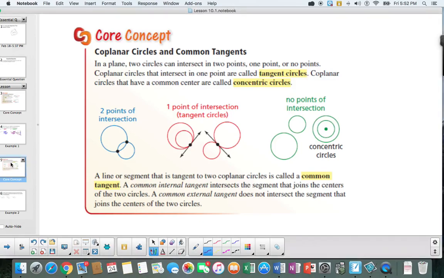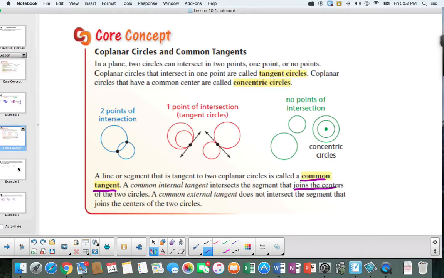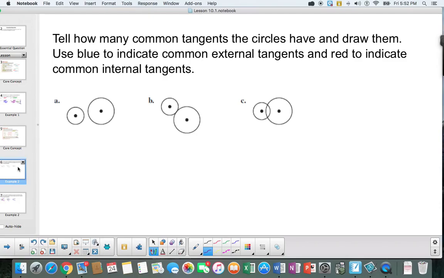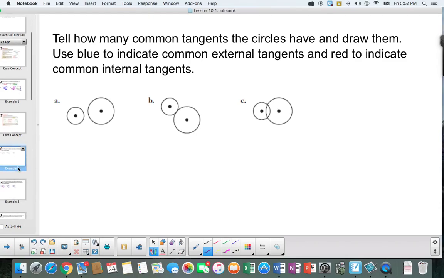Here's some vocabulary about tangents. We have words like tangent circles, concentric circles, and we have vocabulary called common tangents. Common internal tangents intersect segments that join the centers of the two circles, where external do not intersect the segment that joins the centers of the two circles. Let's take a look at this situation.